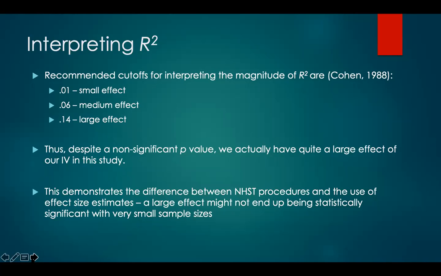24% of the variance was explained as a result of our independent variable. Thus, despite a non-significant p-value, our effect is quite large for the IV in this study. This demonstrates the difference between null hypothesis significance testing procedures and the use of effect size estimates. A large effect might not end up being significant with a very small sample size.